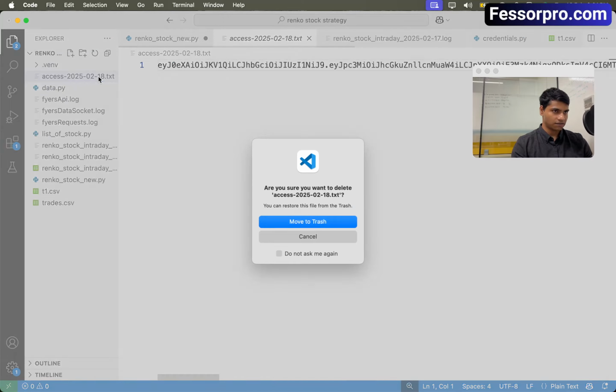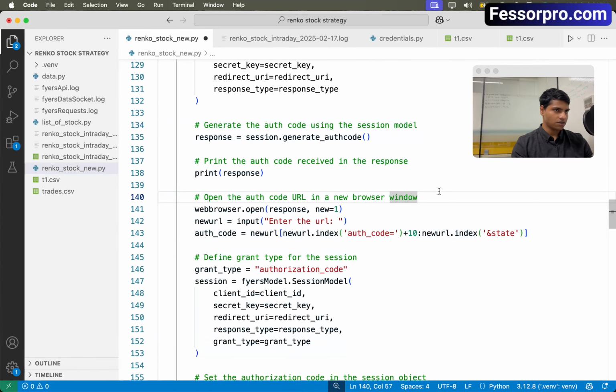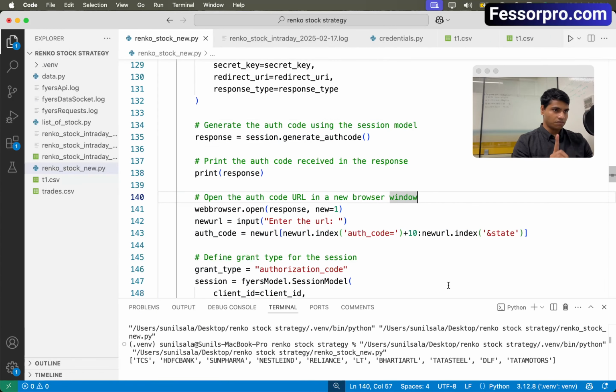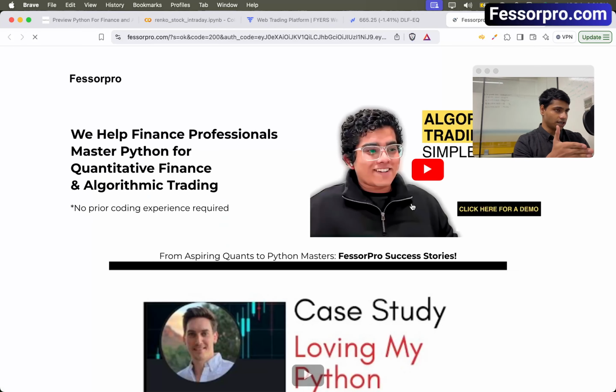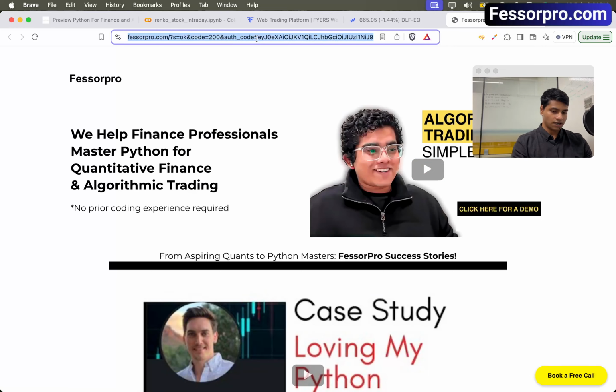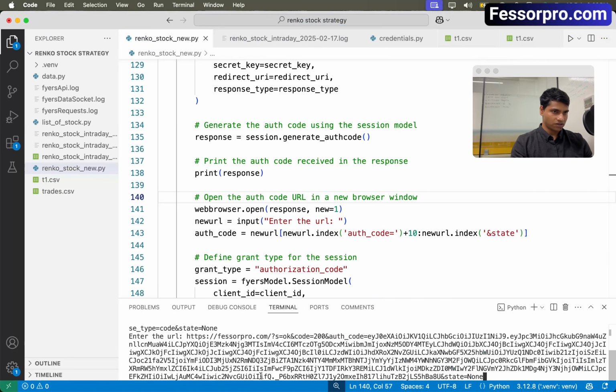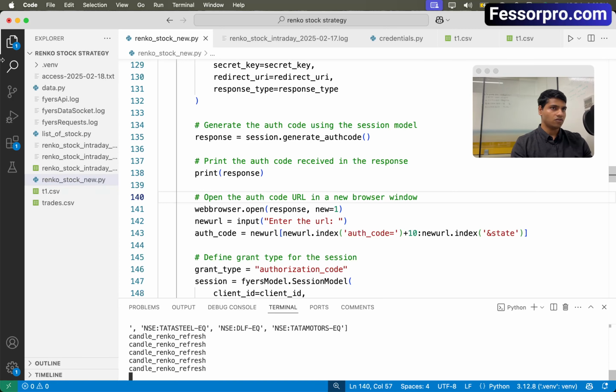If I just delete this file, now I don't have any access token. If I run this code for the first time, it will take me to the browser first. I have to authenticate myself. After authenticating yourself, you have to copy this URL. In this URL, you have the auth code. So you just paste your auth code here. And when you press enter, it is going to create a access token file. See here, a new file will be created when I press enter. So I'll just press enter and a new file is created.